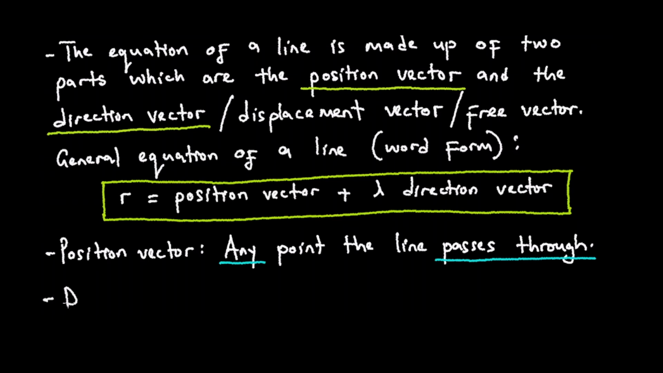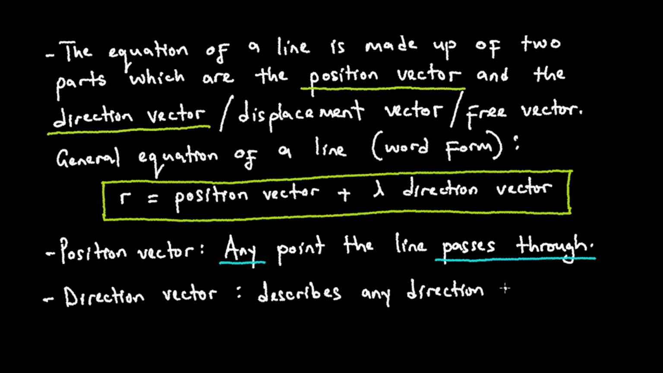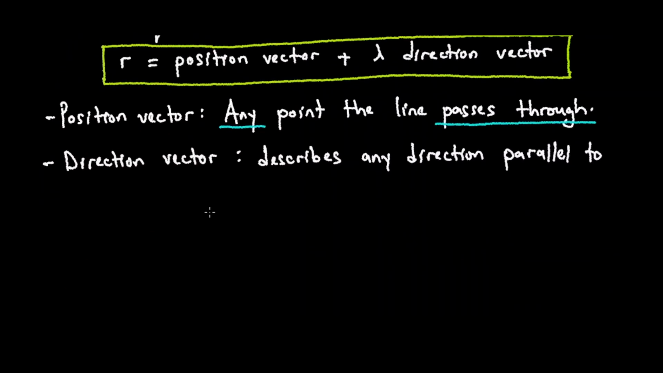Saka kana takuti direction vector, as is in the term, tiri kutaura kuti it describes any direction parallel to the line. It's going to make sense when we begin to do illustrations. From there, r is equal to position vector plus lambda direction vector.